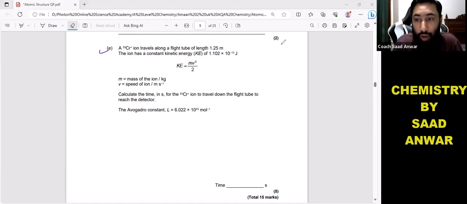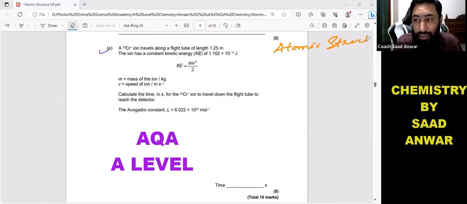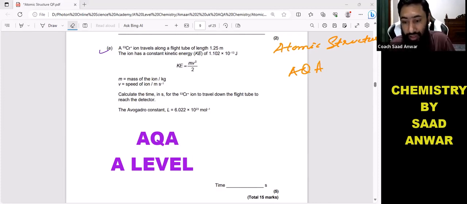And today the topic which we are going to discuss is another past paper question. The topic is atomic structure, and this is A level AQA chemistry. This is the question in front of you. You can see the question here. Let me highlight a few things.